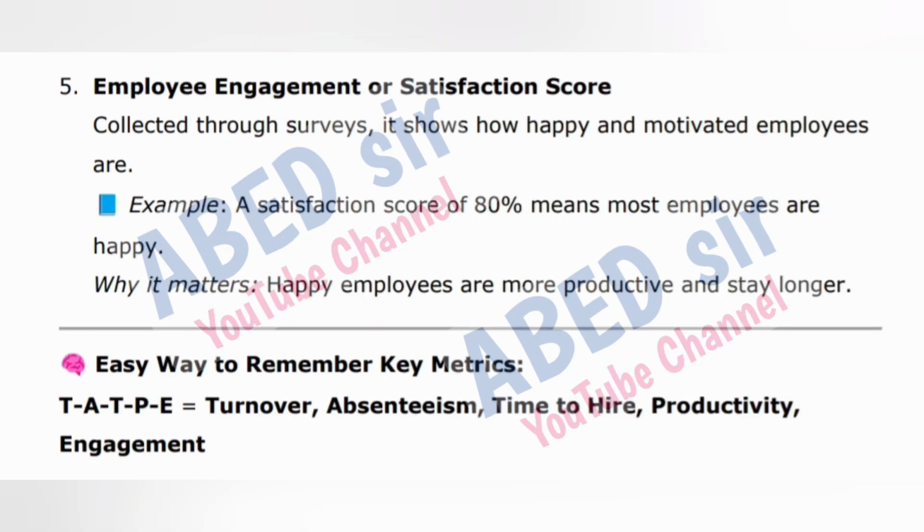5. Employee engagement or satisfaction score. Collected through surveys, it shows how happy and motivated employees are. Example, a satisfaction score of 80% means most employees are happy. Why it matters? Happy employees are more productive and stay longer. Easy way to remember key metrics. TATP = turnover, absenteeism, time to hire, productivity, engagement.